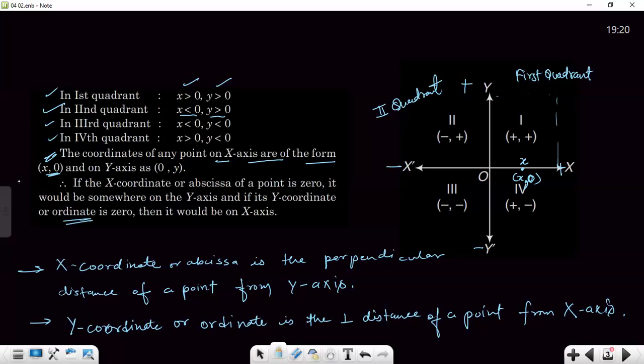When we are discussing any point that is lying on the y-axis, the distance between the y-axis and the point is 0. So that's why the x-coordinate is 0. I hope that's clear.